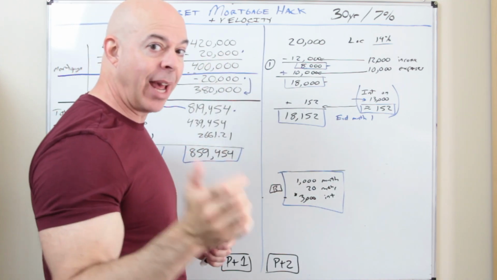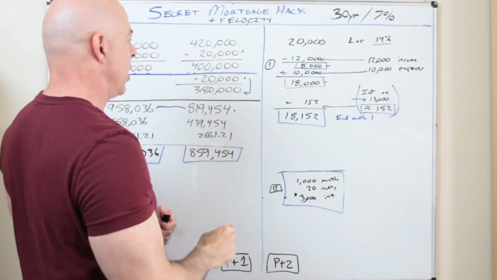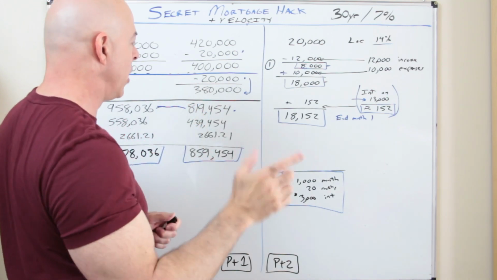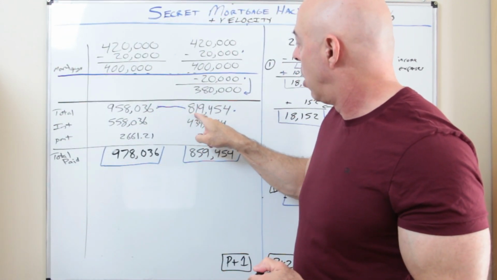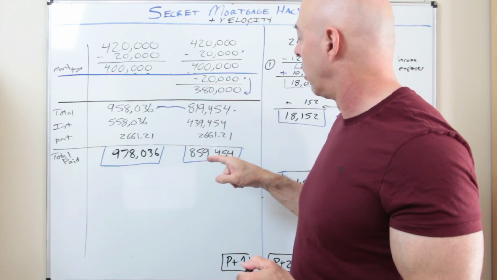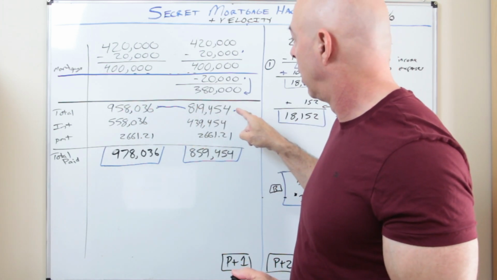Your mortgage is technically still a $400,000 mortgage. You just made a quick principal payment of $20,000. It drops it to $380,000. What did that do for you? Well, at the end, your total was $819,000, $454,000. So you can see the total payments are less.